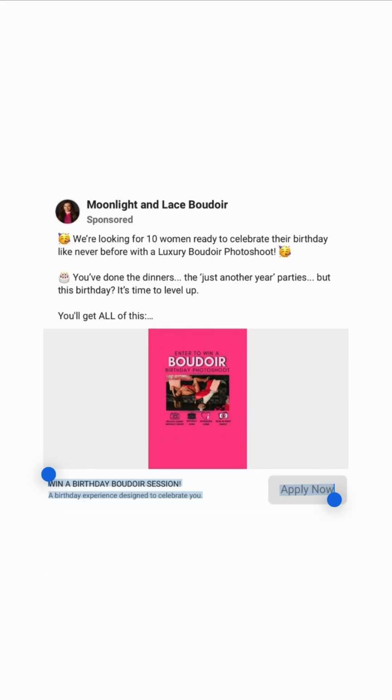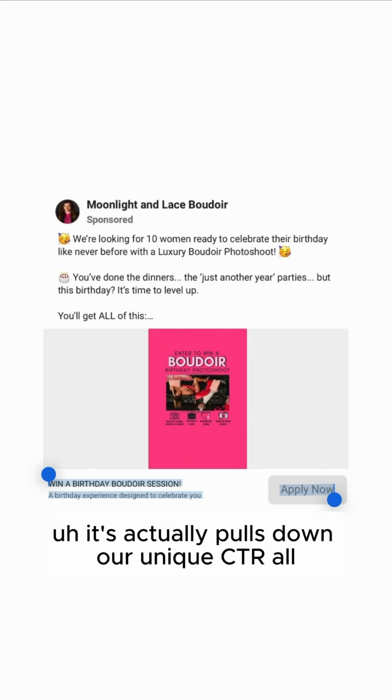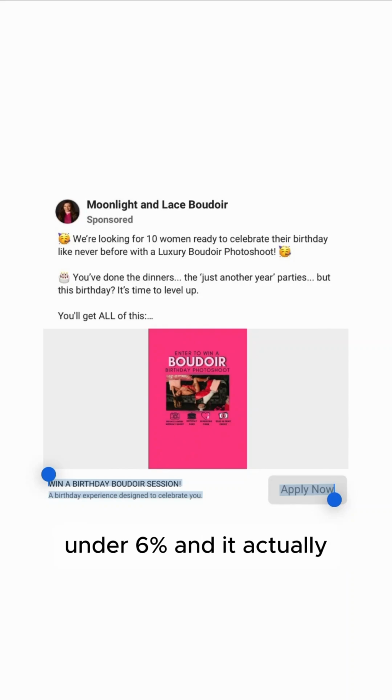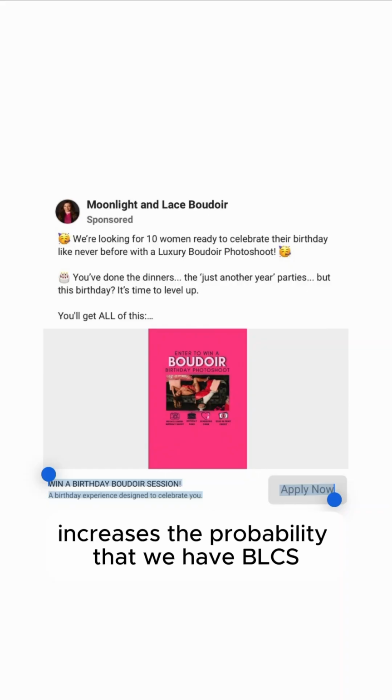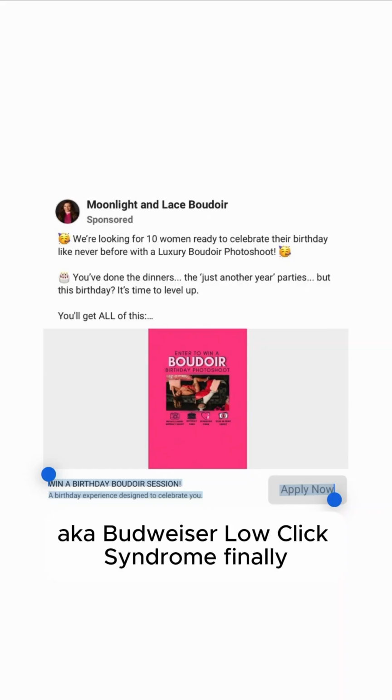And this actually pulls down our unique CTR all under 6%, and it increases the probability that we have BLCS, aka Boudoir low click syndrome.